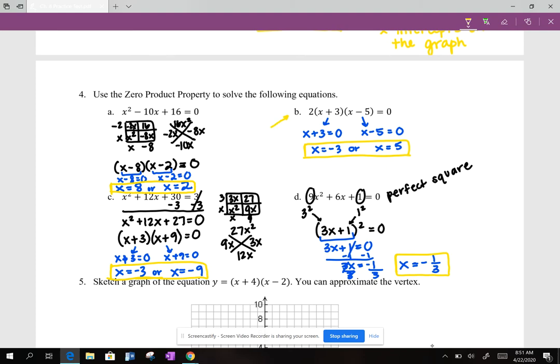For part B, your x-intercepts will be at negative 3, 0 and 5, 0. For part C, -3 and -9. For part D, we only have one value.